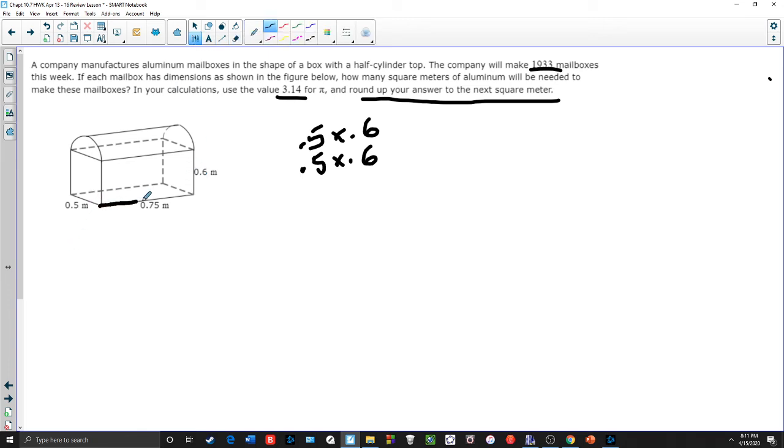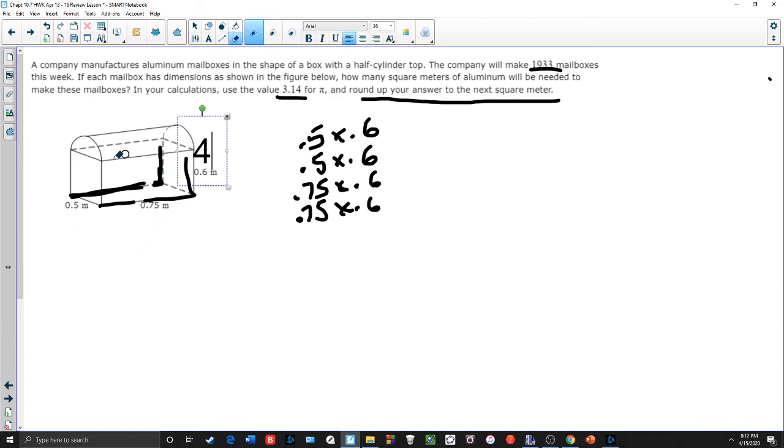Then let's do the front and the back rectangles here. This front rectangle needs to be aluminum, so that's a 0.75 by 0.6. And the back side, here to here, is also 0.75 by 0.6, right? So 0.75 by 0.6.